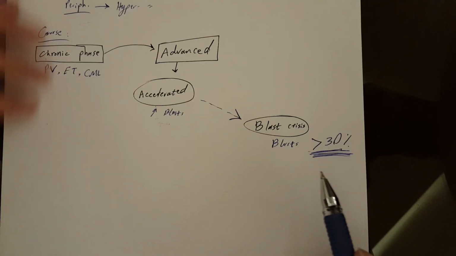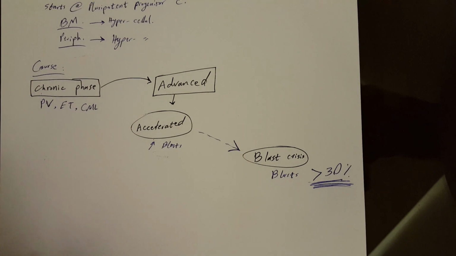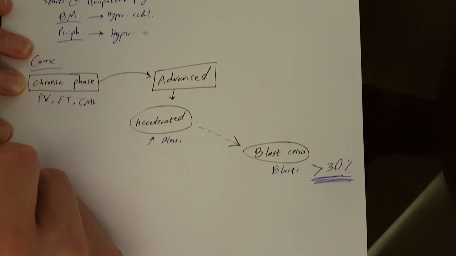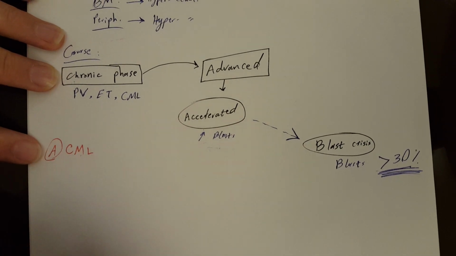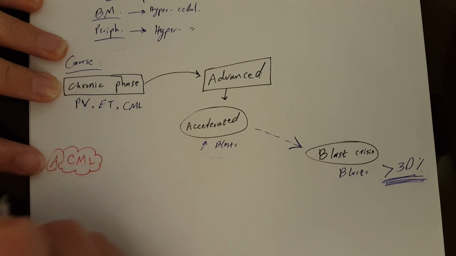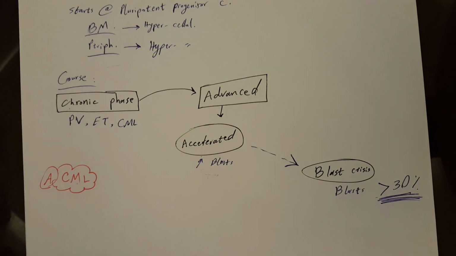So this is the MPS, and now we'll start mentioning the subtypes of it. Okay, A is CML, chronic myelocytic leukemia.